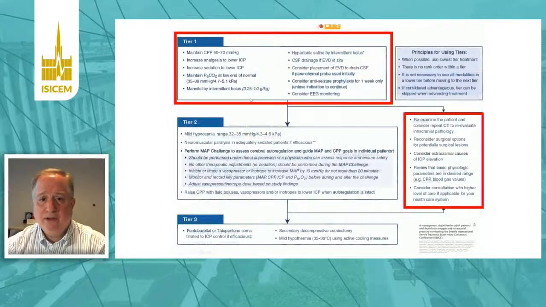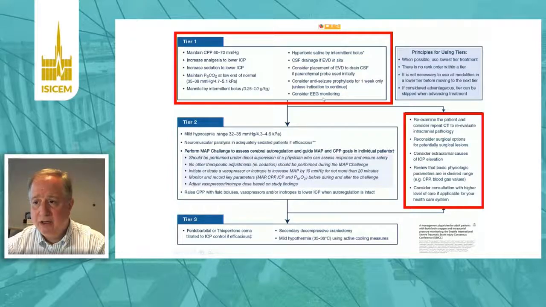And what one can see here is that then one would move on to measuring intracranial pressure and using tier 1 treatments. And the tier 1 treatments are outlined here in keeping the cerebral perfusion pressure 60 to 70, using analgesia and sedation, keeping CO2 in a relatively low end of normal range, using intermittent dosing of either mannitol or hypertonic saline, using ventricular drainage to drain CSF, considering anti-seizure medication, and considering EEG monitoring.